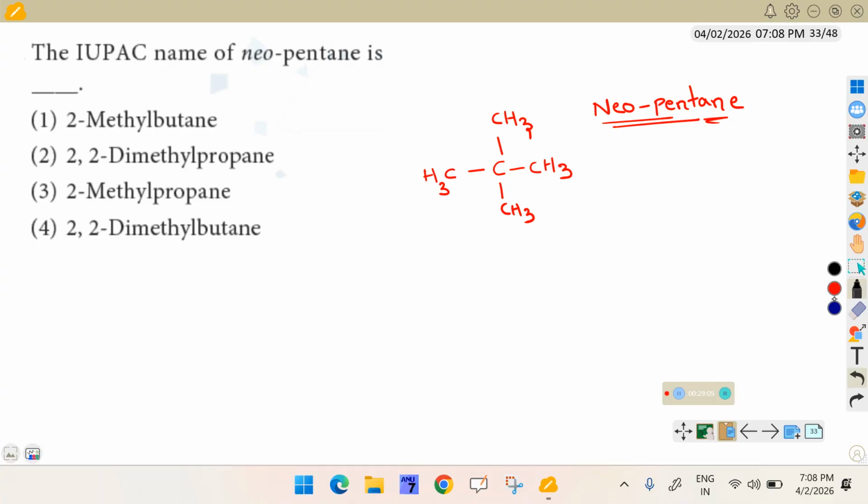The IUPAC name of neopentane is 2,2-dimethylpropane.